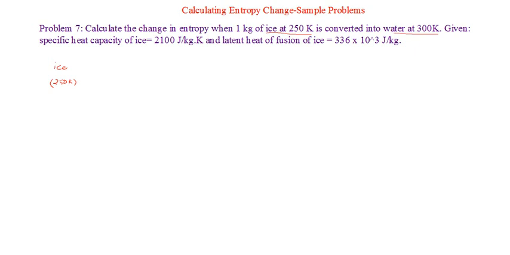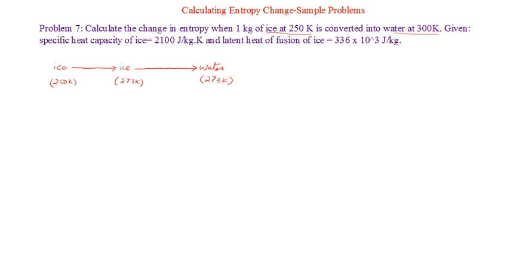In order to do that, what are the stages involved? Ice at 250 Kelvin has to be first heated until it's ice at 273 Kelvin. There is no phase change involved here. Then there will be a phase change: ice at 273 Kelvin will be converted into water at 273 Kelvin itself, water at 0 degrees Celsius. This is where the phase transition occurs.